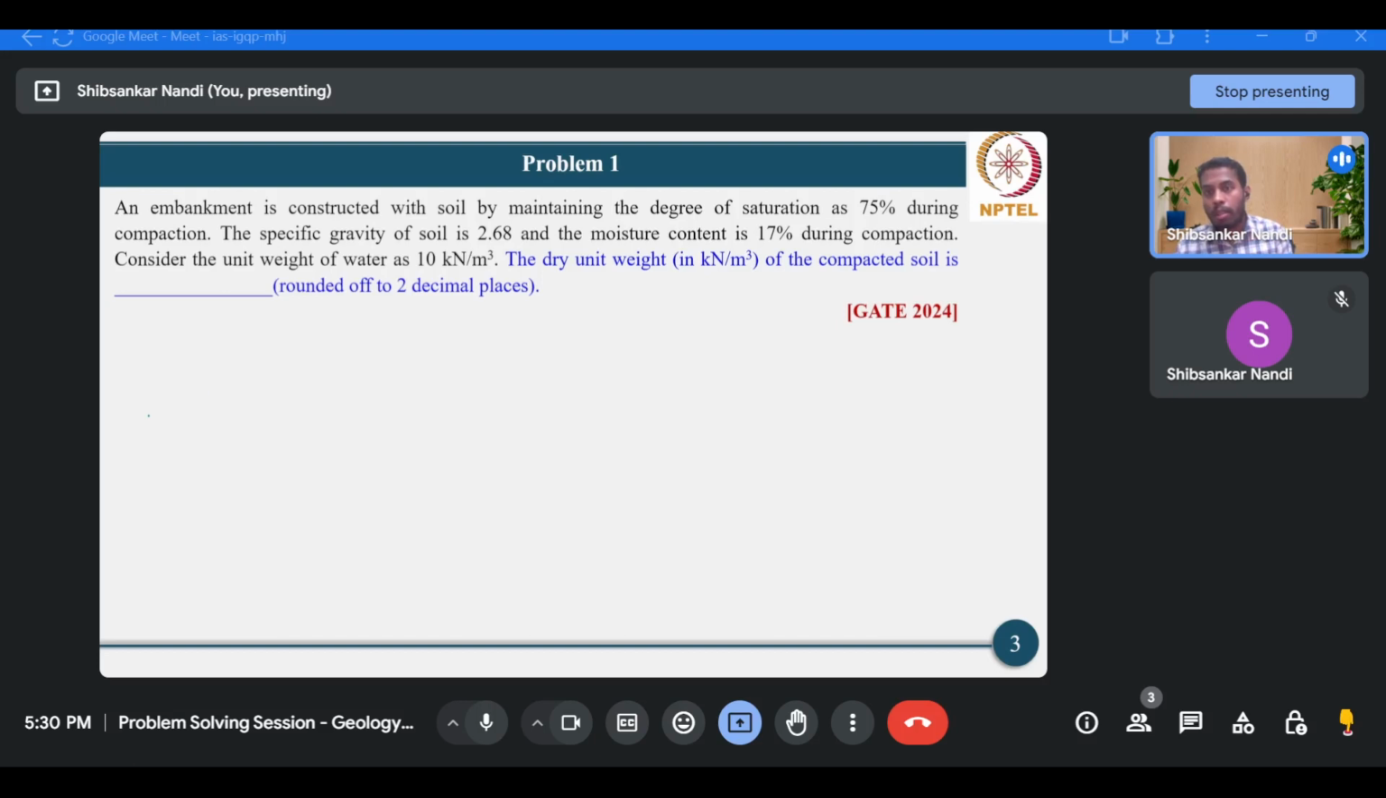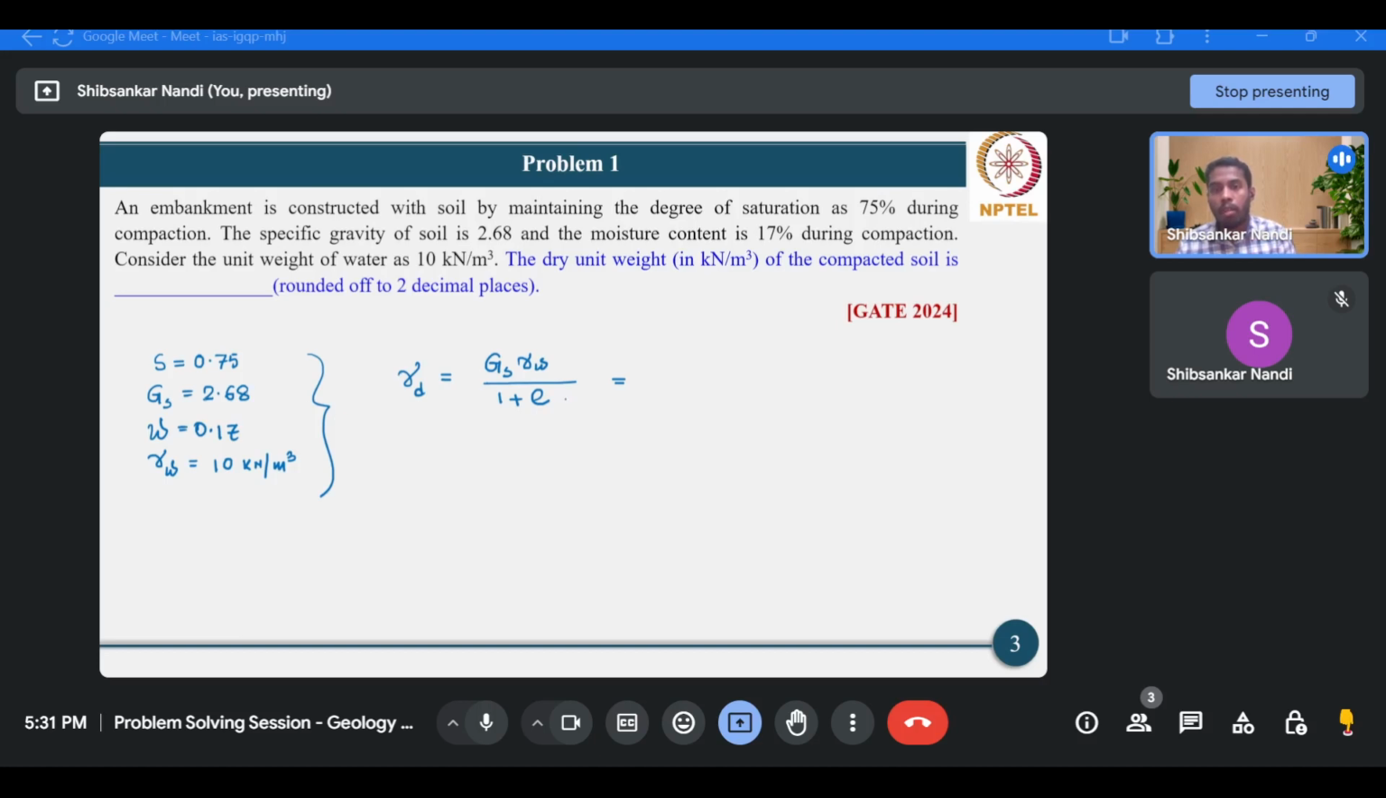If we summarize the data given in this problem, first of all, the degree of saturation is given as 75%, the specific gravity of soil solids, that is Gs, is given as 2.68, and the moisture content is given as 17%. The unit weight of water we can consider as 10 kilonewton per meter cube. Now what we have to report is the dry unit weight of the compacted soil. We know the formula for dry unit weight is Gs gamma w by 1 plus e. Again, there is no data for e. The void ratio is not directly given in this problem, so we have to calculate e from the given data.